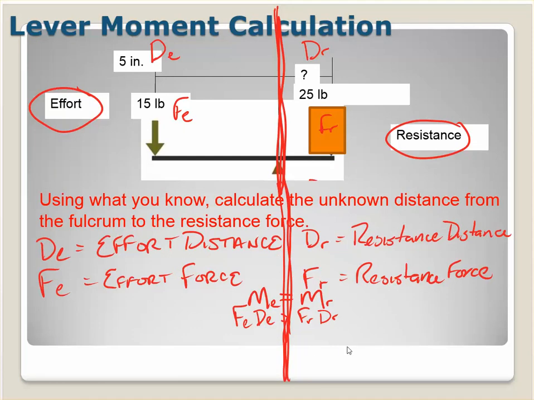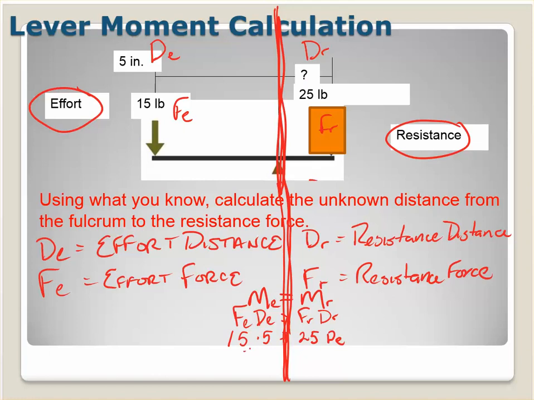Now we've got our equations in here. Let's plug in the numbers that we know. The effort force was 15. The effort distance was 5, so we're going to multiply those two. On the right-hand side, our resistance force is 25, and we do not know the effort distance yet. It's a question mark up here.